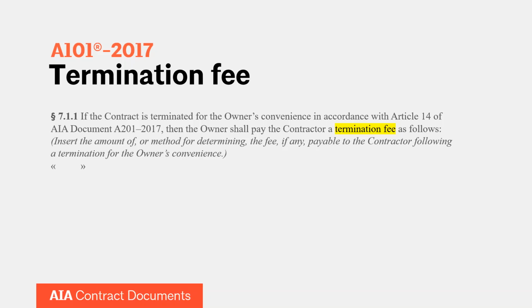This is from A101, and it really is just an option for the parties to negotiate a fee for the significant inconvenience that it is for the contractor to have to abruptly stop work. They're giving up the possibility to do other work when they took the owner's job. So it's a negotiation. Just make sure you look in A101 or your other owner-contractor agreement to see if there's anything in there as well.